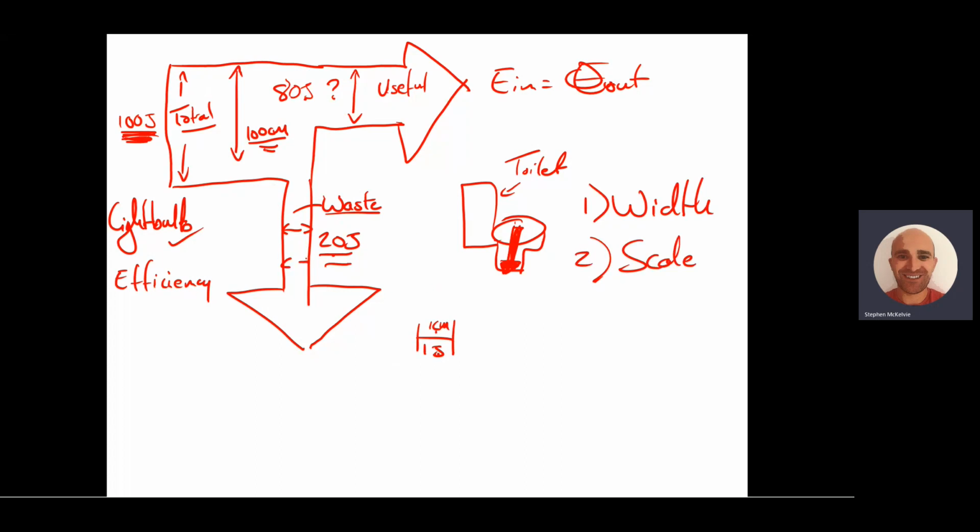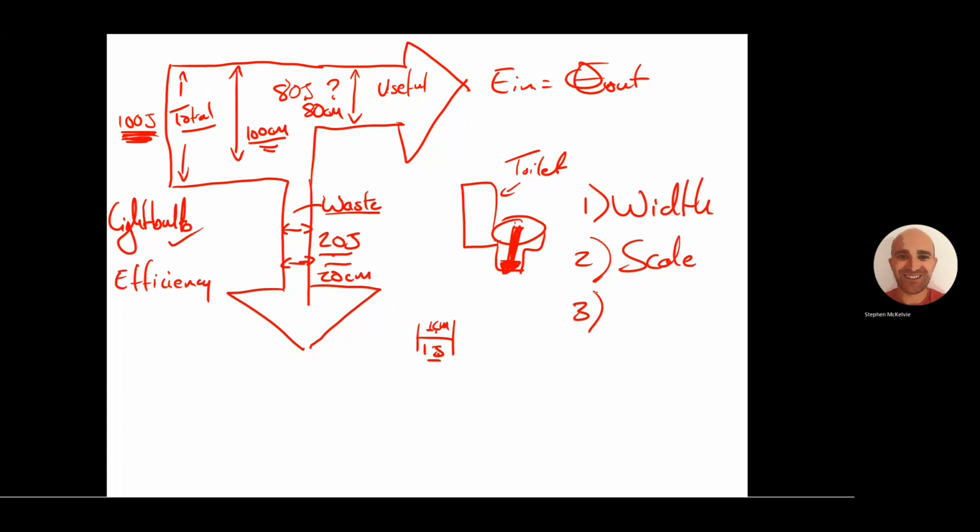What would the width be of this arrow if 1 centimeter is equal to 1 joule? You guessed it, it's 20 centimeters. And what would the width of this arrow be if it was 80 joules of useful energy? This arrow would have to be 80 joules wide, which is 80 centimeters wide.